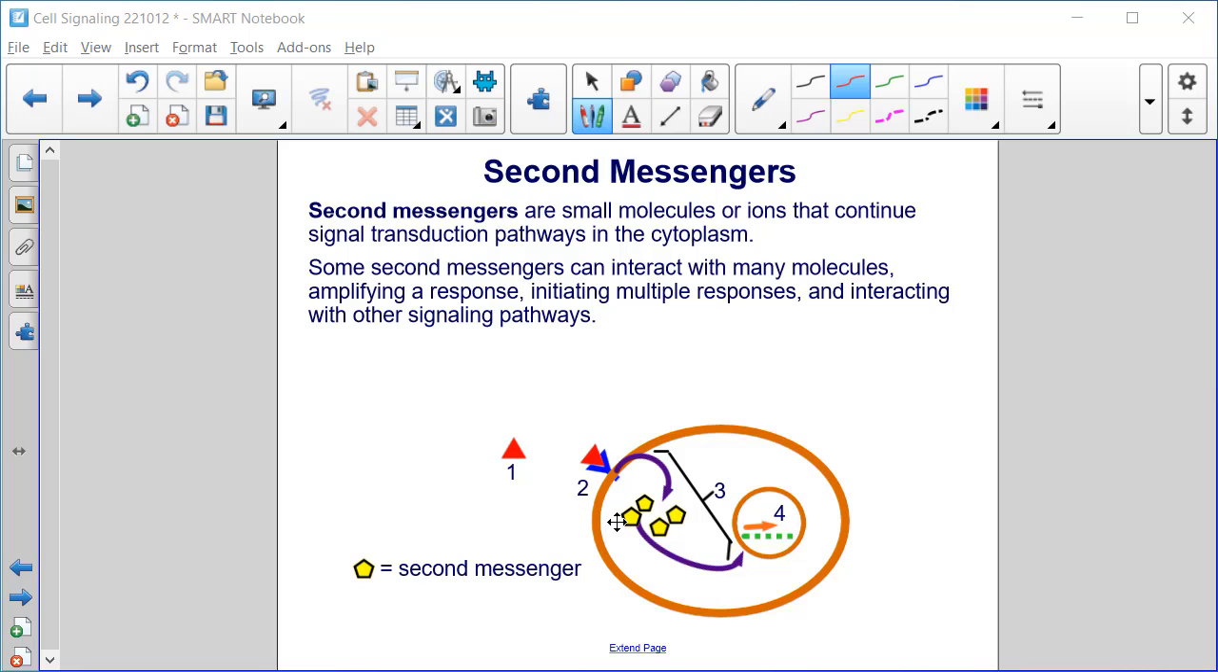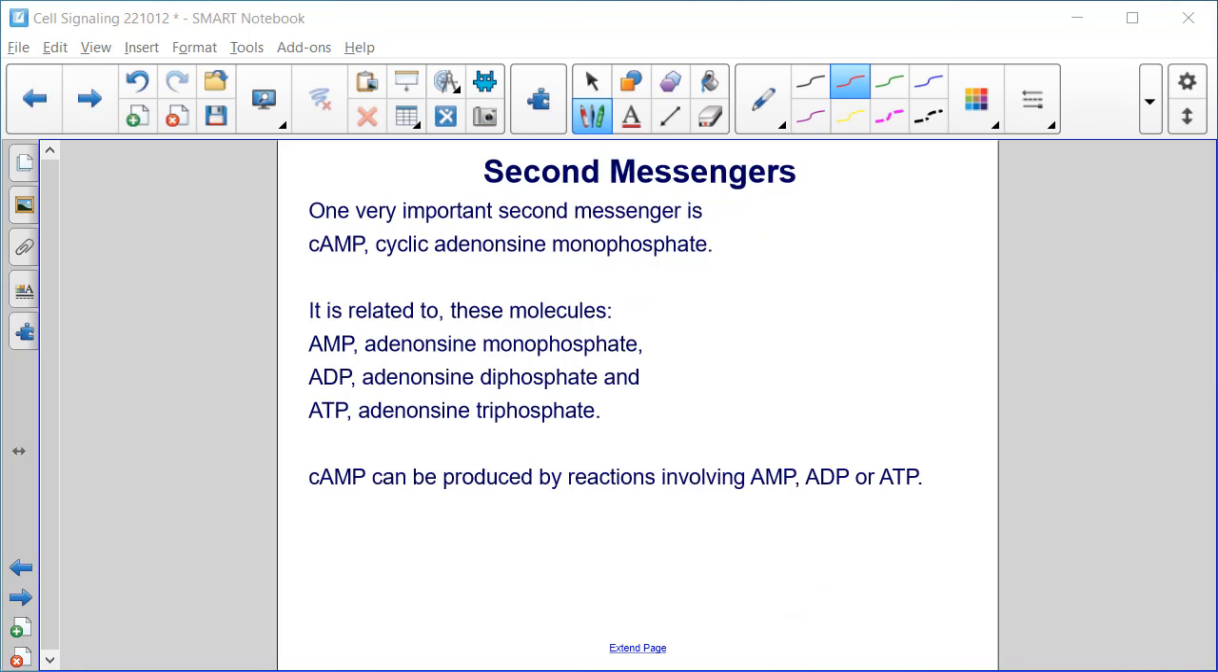One very important second messenger is cAMP, cyclic adenosine monophosphate. It is related to these molecules: AMP, adenosine monophosphate, ADP, adenosine diphosphate, and ATP, adenosine triphosphate. cAMP can be produced by reactions involving AMP, ADP, or ATP.